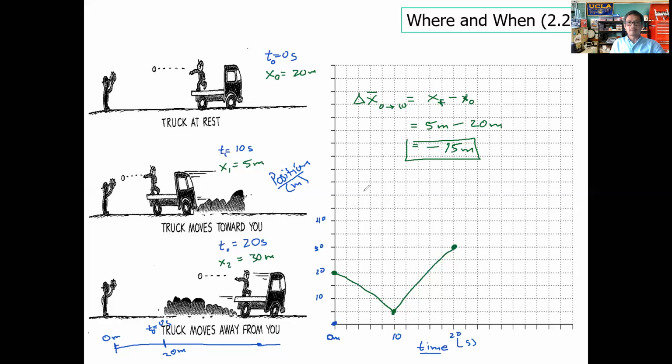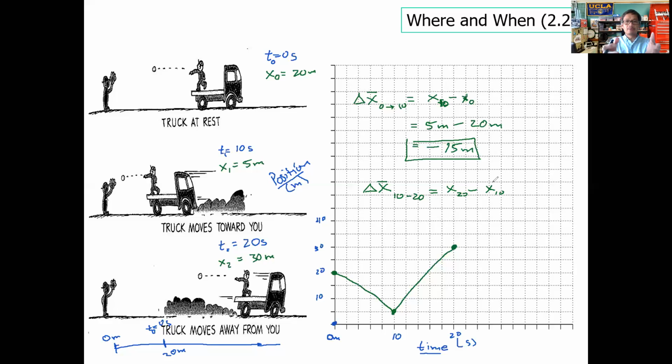What I would like you to do, so pause the video once I get this done for you, is calculate his displacement from the position at 10 seconds to the position at 20 seconds. So you're going to solve for x at 20 seconds minus x at 10 seconds. I'm going to pause the video here.